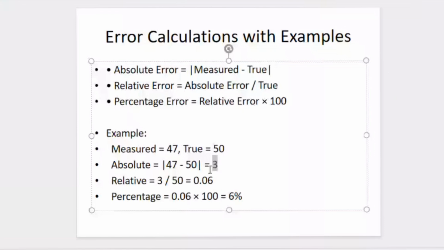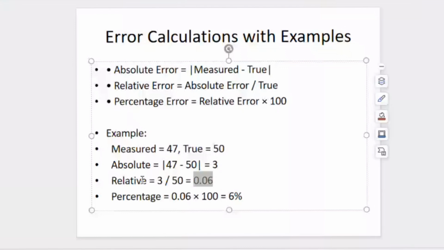Then to get the relative error, you divide the absolute error by the true value. As you can see here, the true value is 50. So dividing 3 over 50, we have a relative error of 0.03. Then to get the percentage error, you just multiply the relative error by 100.